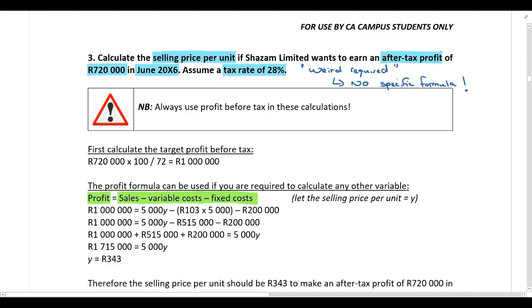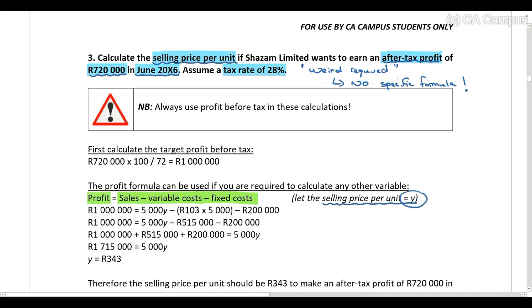And then whatever you are solving for, that is the unknown. So in this part of the required, you need to calculate the selling price per unit. So you are going to let the selling price per unit equal Y. That is the unknown that we need to solve for. Now you are not calculating the selling price per unit for the company to break even. You need to calculate the selling price per unit for the company to earn a specific profit. They want to earn an after-tax profit of 720,000 Rand in June 2026.